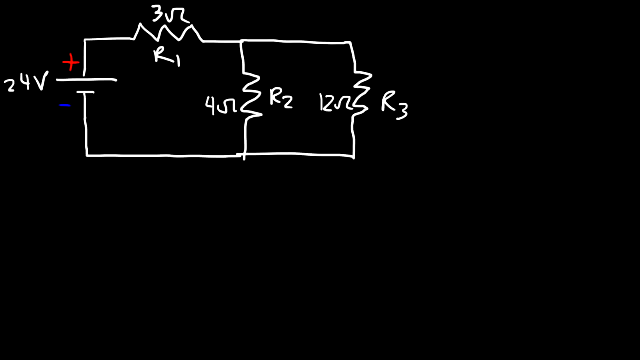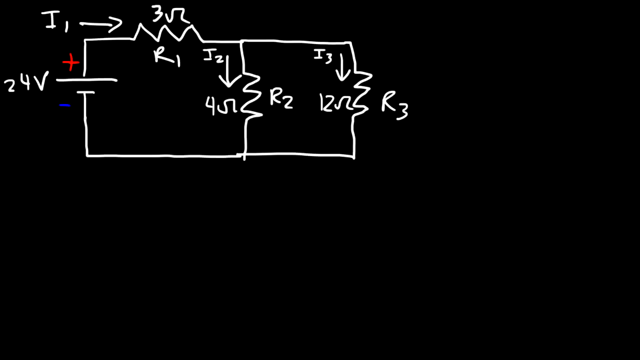So if you want to try this problem, feel free. Go ahead and pause the video if you want to work it out. So calculate the current flowing through each resistor using Kirchhoff's rules. Let's say that the current flowing through the first resistor, we're going to call it I1, the current flowing through the second resistor, let's call it I2, and the current flowing through the third resistor, we're going to call it I3.